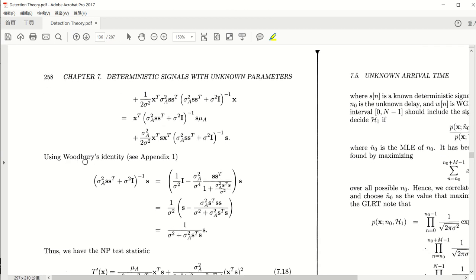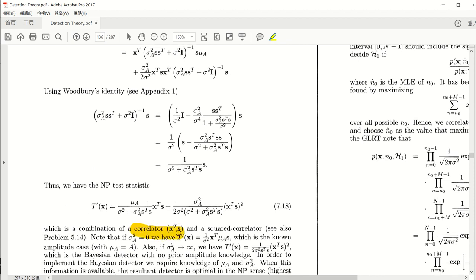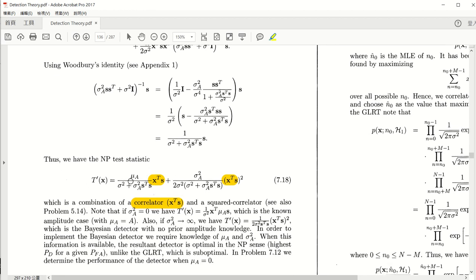Then of course we go with some identity (恒等式), so we simplify it further. Eventually we get something like this NP test statistic, which is a combination of a correlator. Right? Where is the correlator? Here. And the square correlator. I'm sorry, this is the correlator. This is the square of the correlator. So it's not surprising to see this, because the correlation structure often comes up in the likelihood ratio formulations. So it's not a surprise that we see things like that.